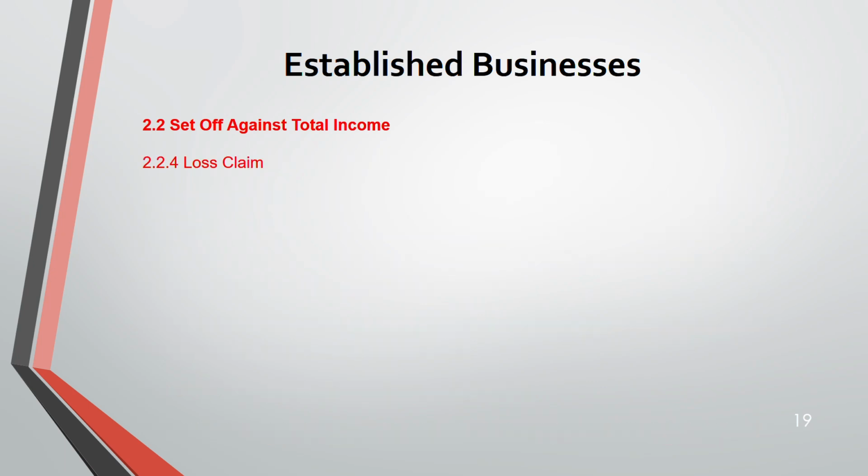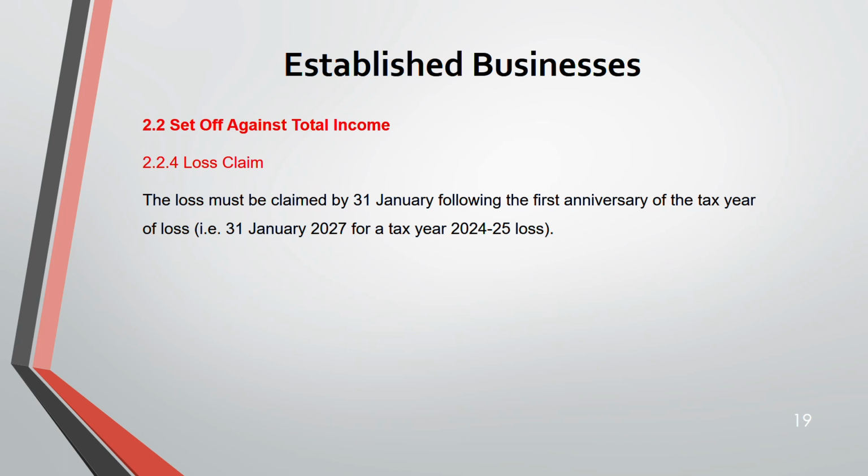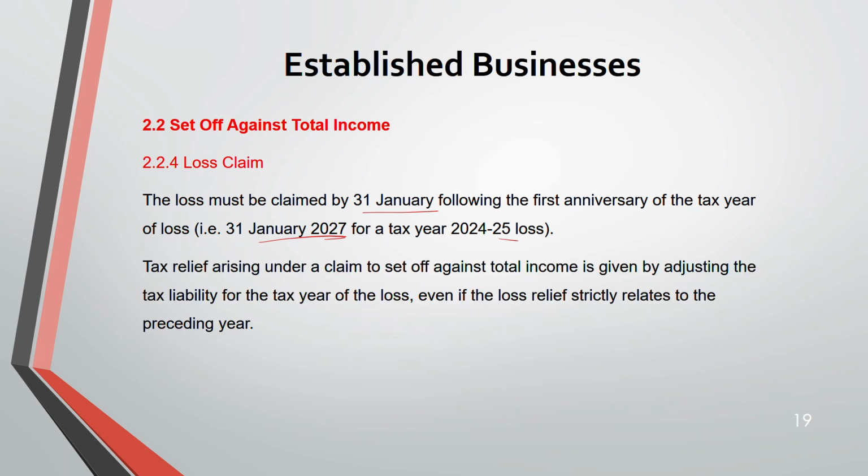Now, loss claim. When should you make this loss claim? 31st Jan following the first anniversary of the tax year. First anniversary of the tax year is 30 Jan 2026, okay, because 25 is the end. So if you take first anniversary from the tax year of loss, it is 2027. So 31st Jan 2027. By this date, you have to make the claim. So the tax relief arising from a claim to settle against total income is given by adjusting the tax liability for the tax year of the loss, even if the loss relief strictly relates to the preceding year.